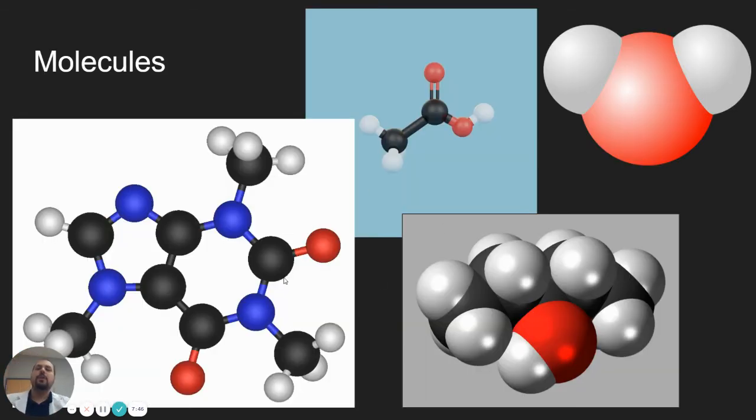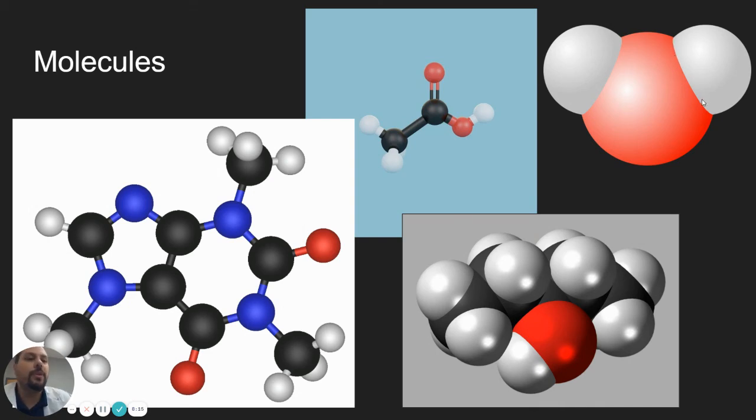So molecules are when 2 or more atoms are bonded together. Here's some examples of them. 2 different kinds of models. You have the ball and stick. So the spheres are the atoms, and then the sticks are the bonds. It's like right here, this is a double bond because there's 2 sticks. Okay, and then over here, we just have the spheres. And so where they touch is where the bonds are.